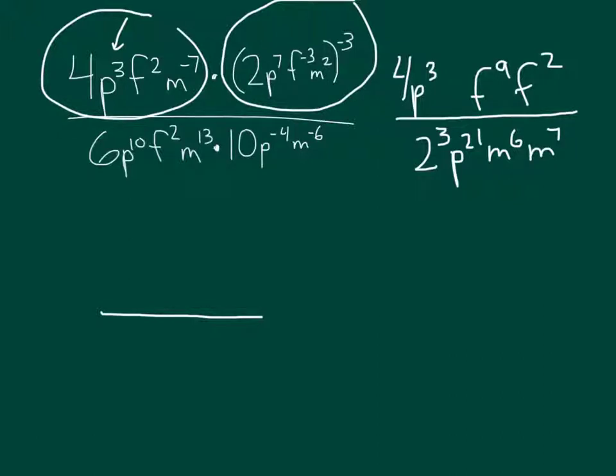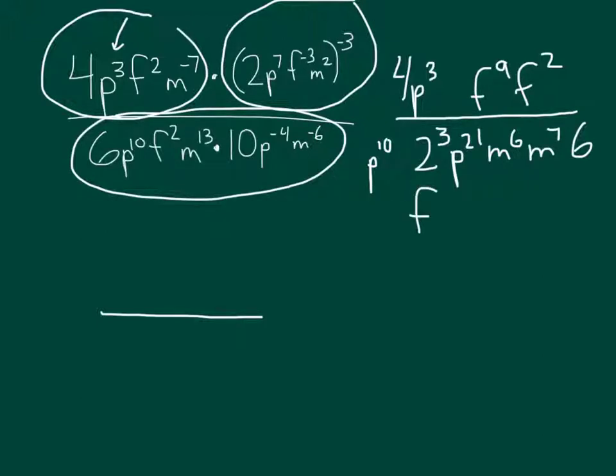Let's go through the bottom. Okay, the bottom down here. The 6 will stay on the bottom. We will have a p to the 10th, which will stay, which will eventually get combined with that p to the 21st. We'll have an f to the second, which will eventually, if we have other f's, get combined, ending up with a lot of things here. An m to the 13th, which will stay.